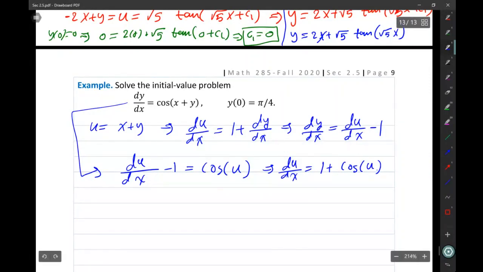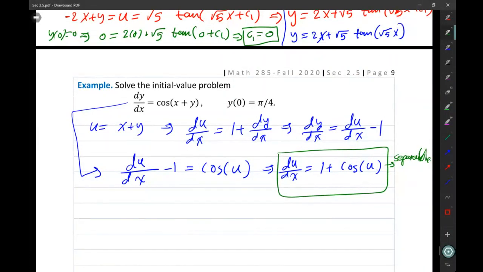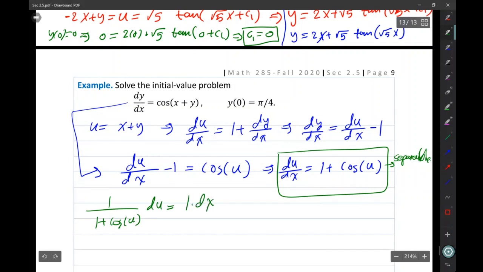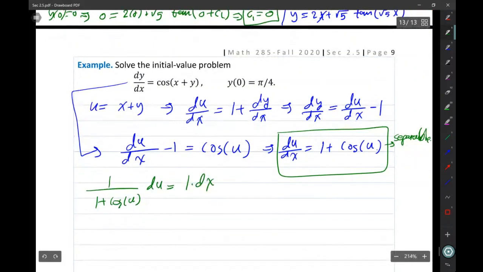Now this equation is separable. Therefore, 1 by 1 plus cosine u times du is equal 1 times dx. How can we solve this one?